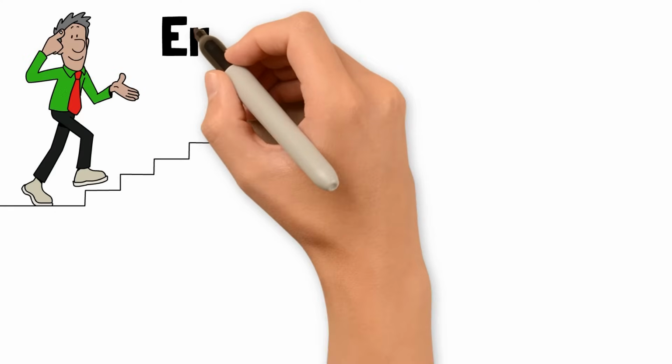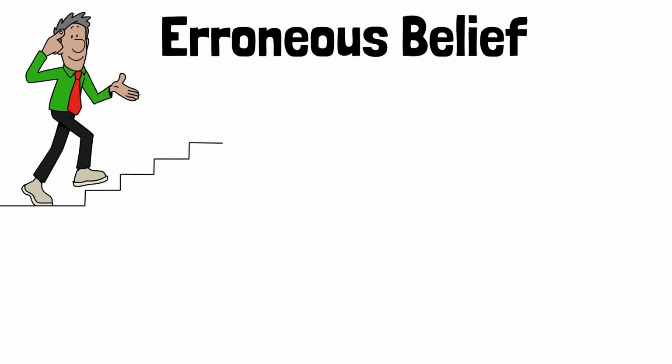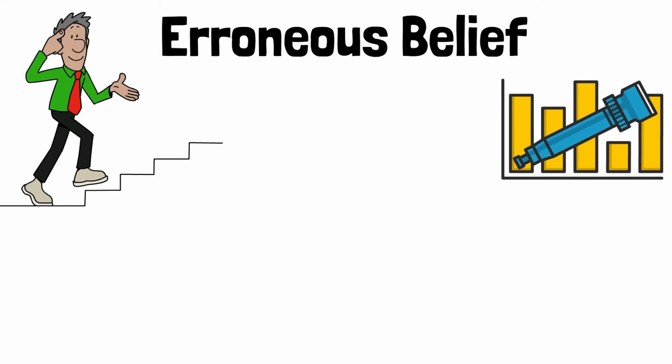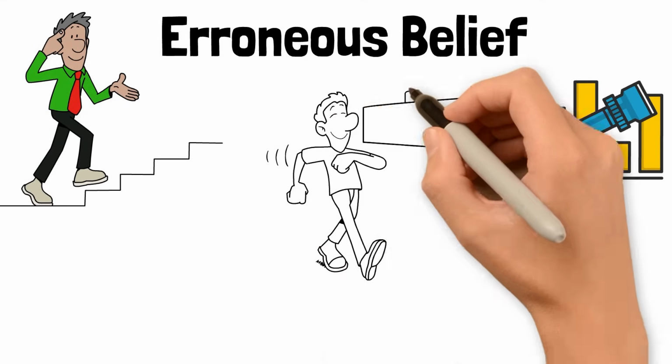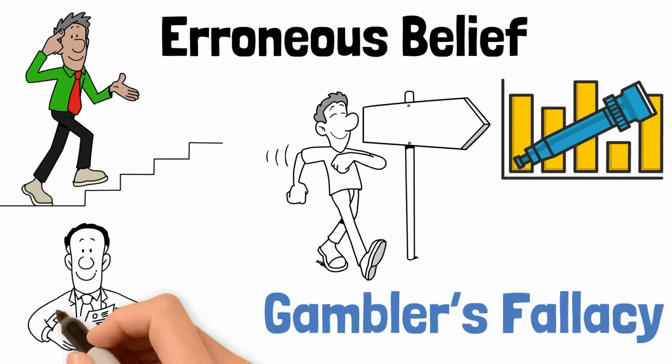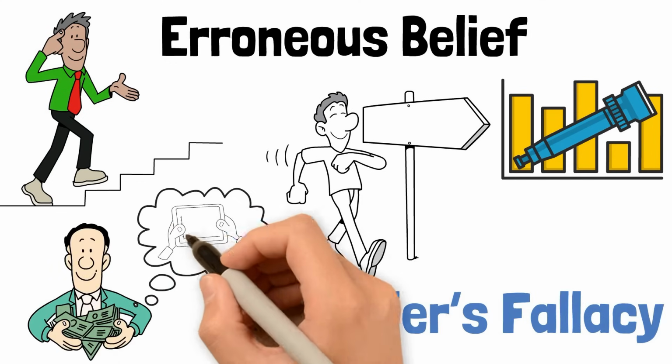One of the oldest known trading biases is the erroneous belief that if a particular event occurs more frequently than normal in the past, it's less likely to happen in the future. This is the gambler's fallacy. As a trader, you need to think in probabilities.